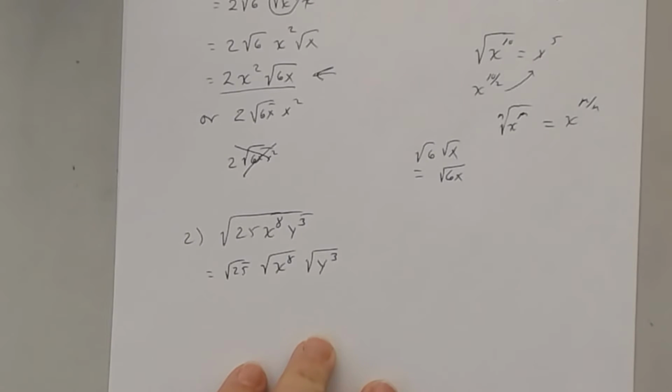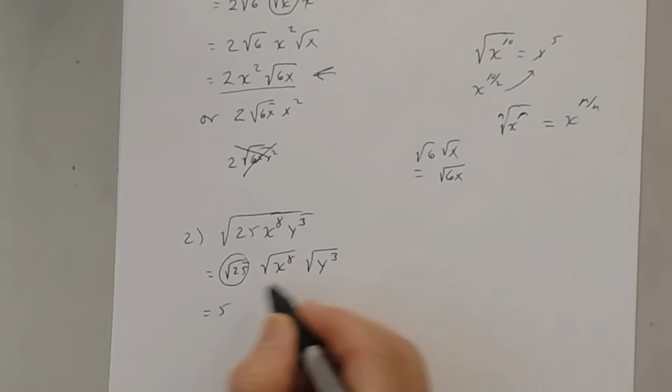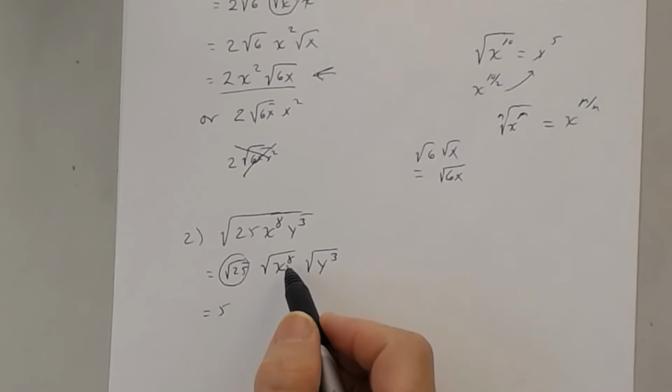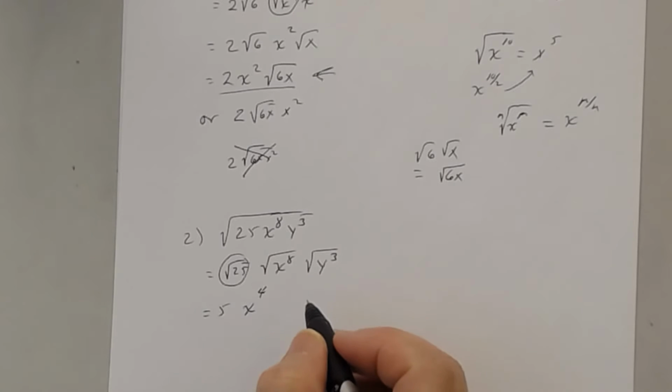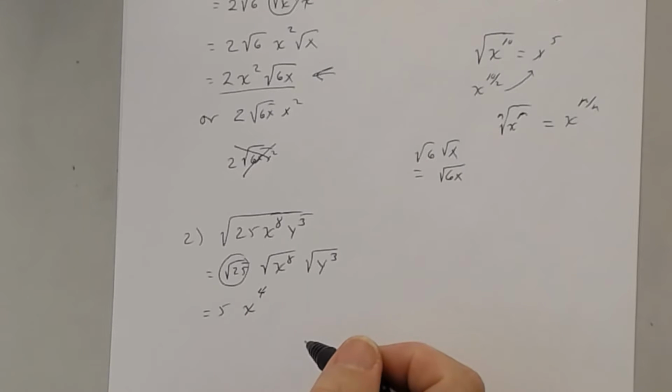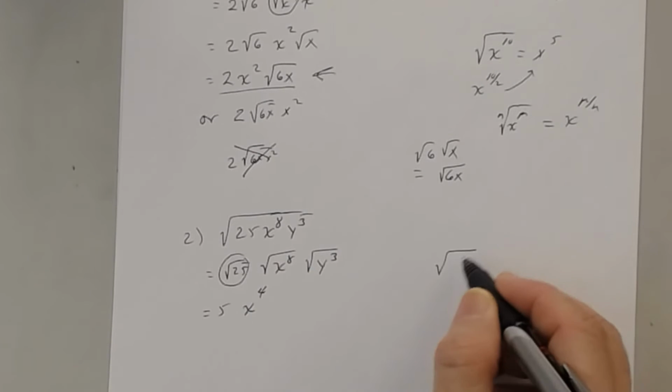But the square root of 25, 25 is a perfect square. So what's the square root of 25? 5. And 8 is an even number. So what's the square root of x to the 8th? x to the 4th, because 8 divided by 2 is 4. But here we have to do some work with this one. So the square root of y to the 3rd, I'm going to go off to the side and do it here.